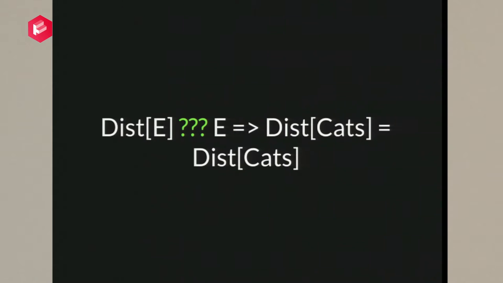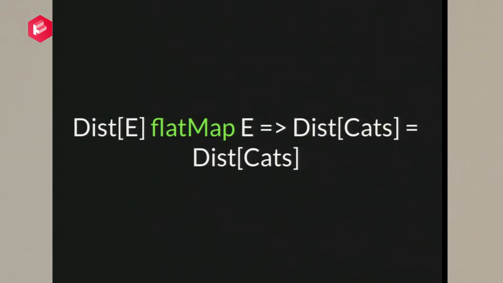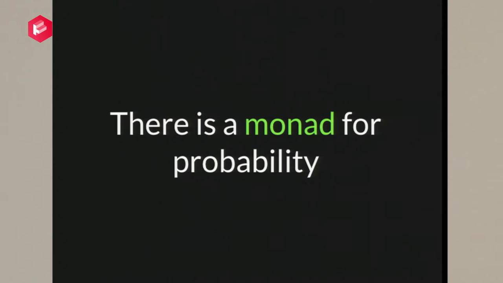I have a distribution over enticement. I have some function going from enticement to distribution over cats, and I want to get a distribution over cats out of the end. Can somebody tell me how to combine these two things? Anyone in the audience? What should I replace with triple question marks to make this equation work? Flat map, thank you. Right. I was a bit worried there for a moment.